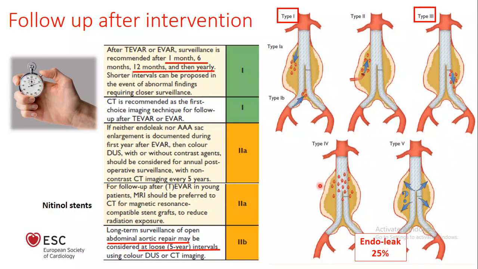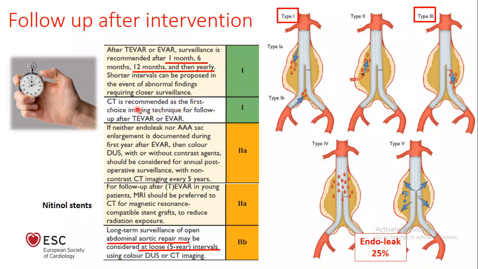Type 4 is actually caused by the porosity, micropores through the graft stent, and this actually seals with time. And type 5, which is called endotension, means we have a progressive increase in the diameter of the aneurysmal sac with no other obvious cause.